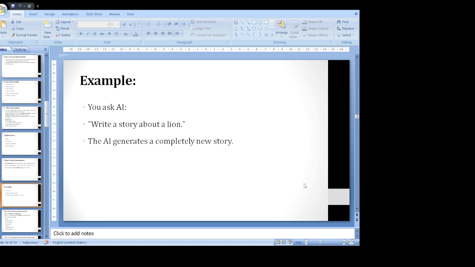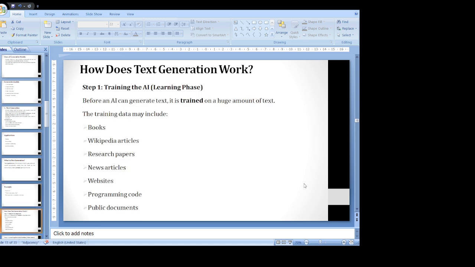How is it possible? We can see it step by step. How does text generation work? Step one is training the AI. It is the learning phase. Here the model is trained on a huge amount of text. This training data may include books, Wikipedia articles, research papers, news articles, websites, programming code, or other public documents.